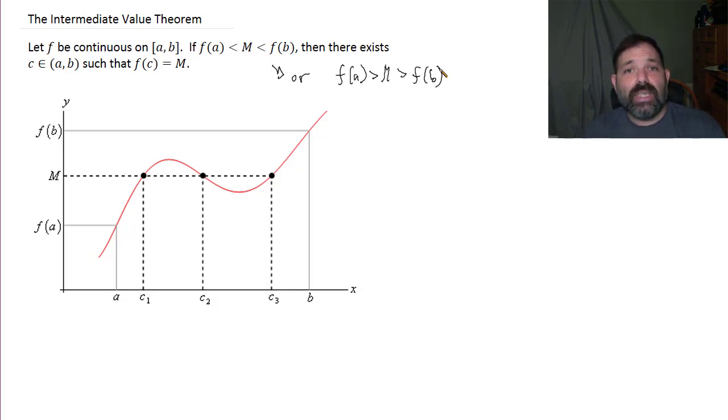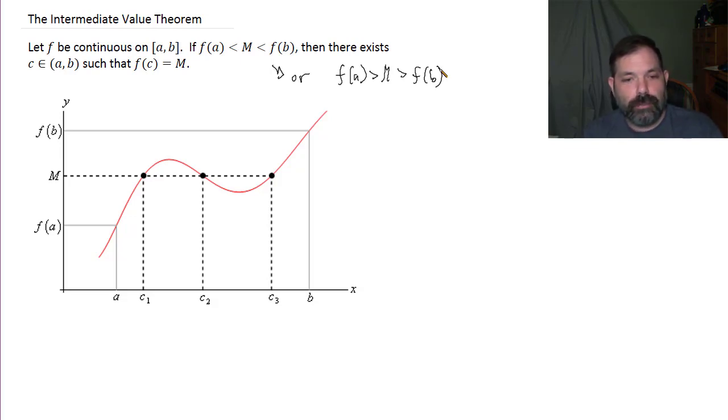This is called an existence theorem. It tells us that the c exists. It doesn't tell us how to find the c, only that it exists. And in fact, it doesn't tell us that there's only one c. It only tells us that there is at least one. And here, in this graph that I took from Paul's Online Notes page, we can have many c values that meet the condition.